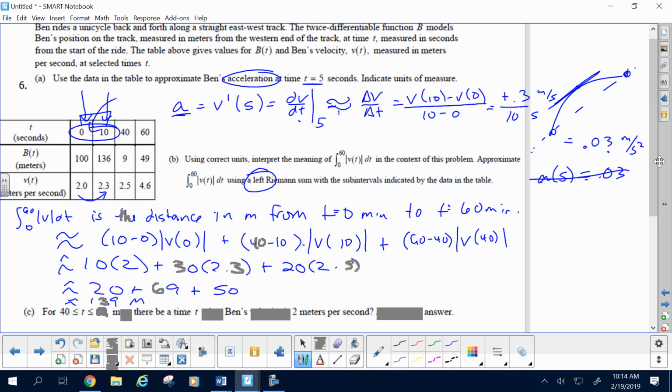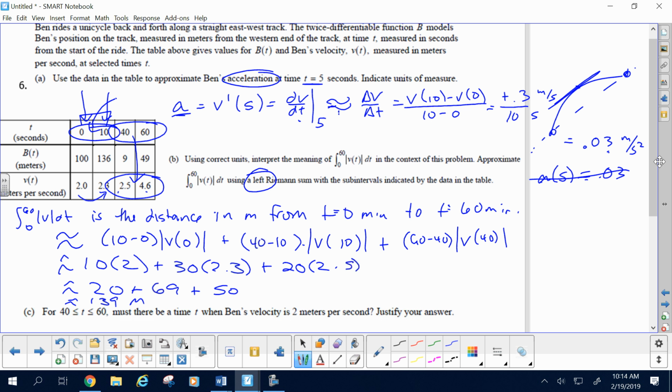Is there a time in 40 to 60 where the velocity is 2? And I guarantee you that most of the people this year said, well, shoot, in 40 to 60, it's got a velocity of 2.5 and 4.6. So no, 2 is not in there. Is that right? Not true.